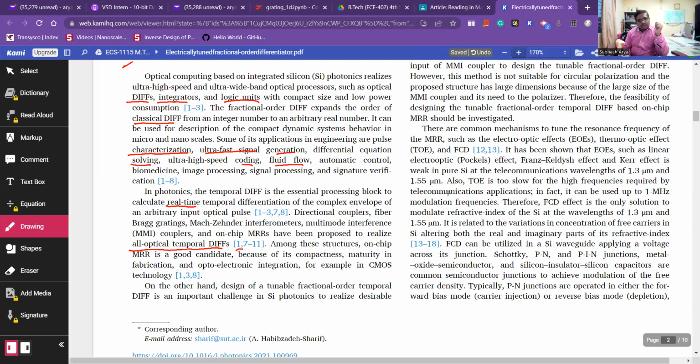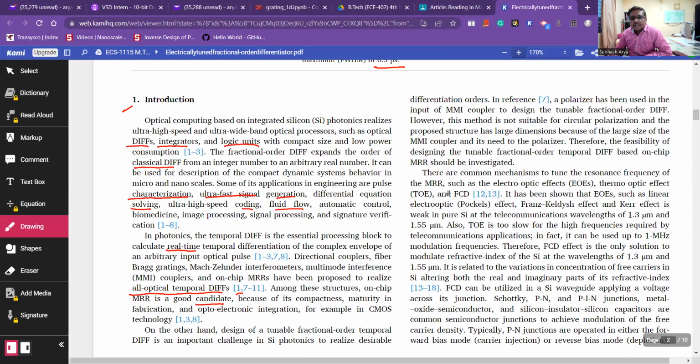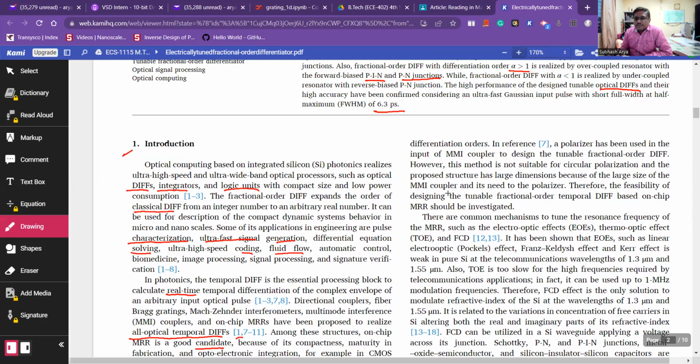Among these structures, the on-chip MRR is a good candidate because of its compactness, maturity in fabrication, and optoelectronic integration, for example in CMOS technology. On the other hand, design of a tunable fractional order temporal DIFF is an important challenge in silicon photonics to realize the desirable differentiation order.